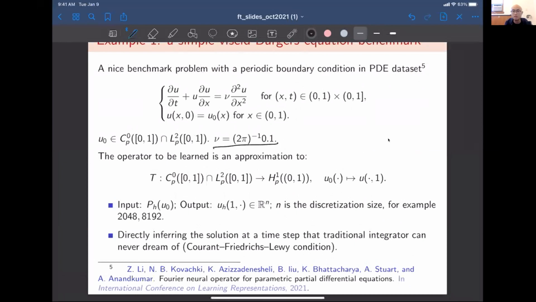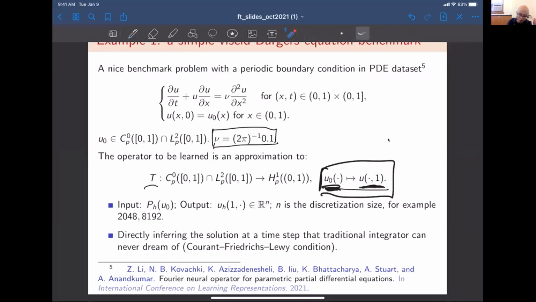We have the Burgers equation and it's viscous. We have a pretty huge viscosity here, in that it will make the initial conditions smoother and smoother. And this is our operator we aim to learn. So this is our initial condition, and this is the solution at time step 1. So it's basically like an integrator. So this is a nice benchmark problem. I would like to mention that this problem is not difficult.